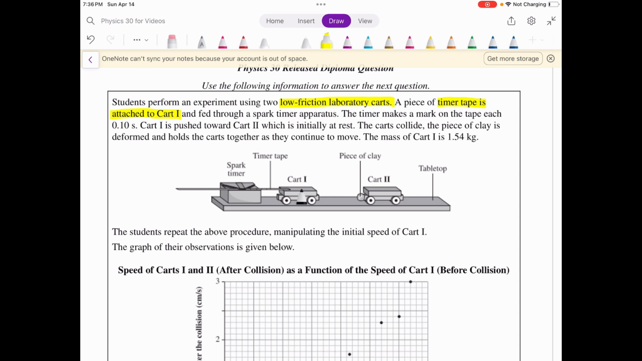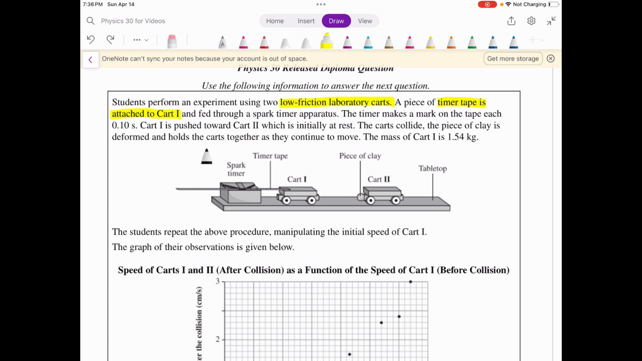So as the cart moves and this marks the tape, what you can do after is measure how far apart the ticks are, and you know the time between each tick. So if you know how much time went by between the 2 ticks and you can figure out the distance between them, then v equals d over t. So you can figure out the speed of the cart. Okay, anyway, the timer makes a mark on the tape each 0.1 seconds. So there you go. If you measure how far apart the ticks are, you can figure out that it went that far in 0.1 seconds and therefore figure out its speed.